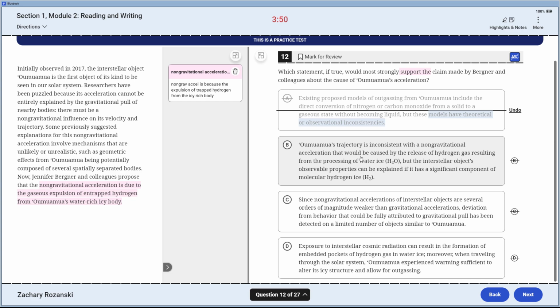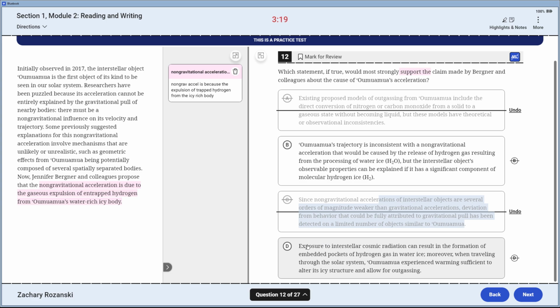The trajectory is inconsistent with non-gravitational. Non-gravitational would be caused by hydrogen gas resulting from the interstellar object. Fine, at least it talked about hydrogen. Since non-gravitational accelerations of interstellar objects are several orders of magnitude weaker than the deviation, the behavior can be fully attributed to the gravitational pull that has been detected. No. Non-gravitational acceleration is due to hydrogen being released. This doesn't talk about that at all. C has to fall.